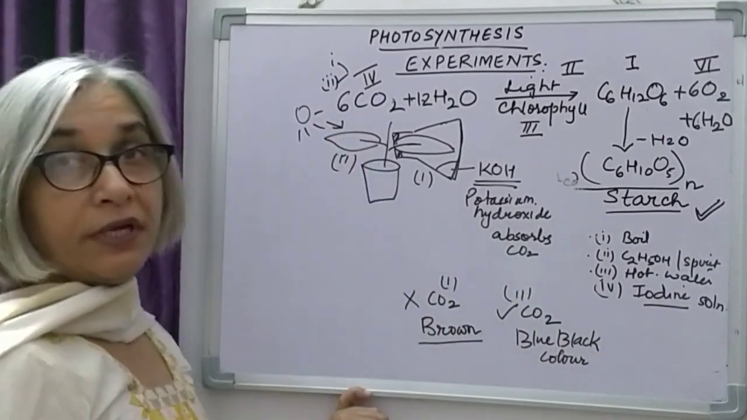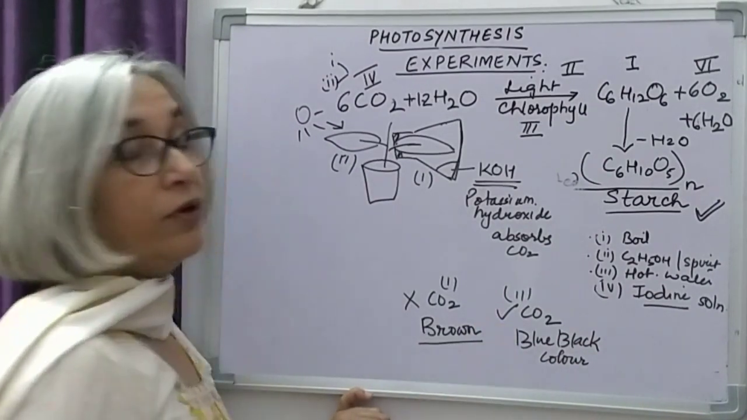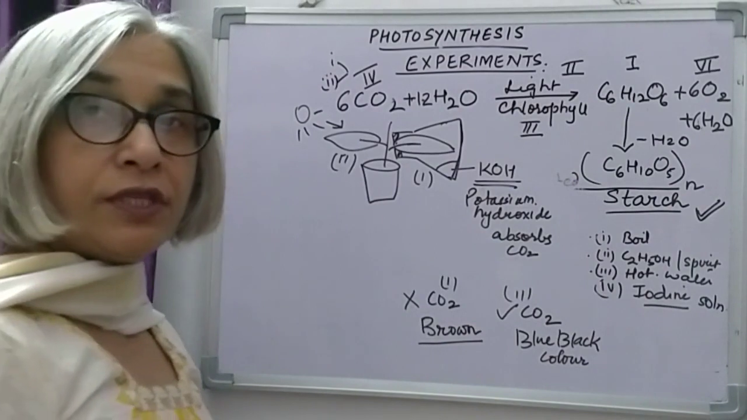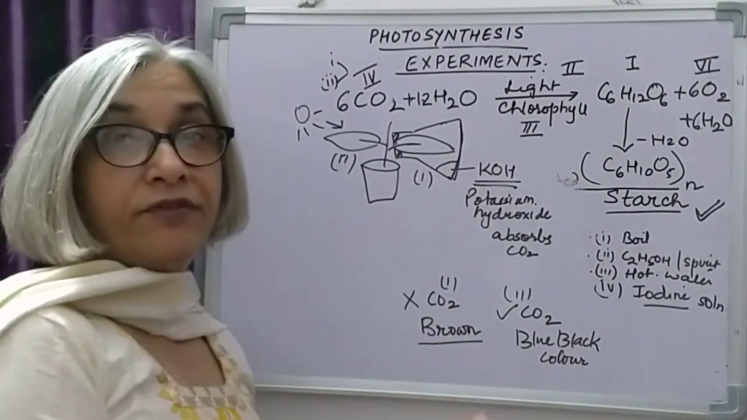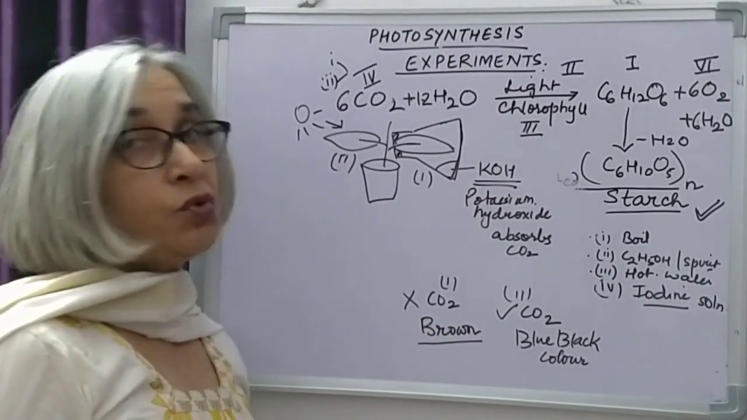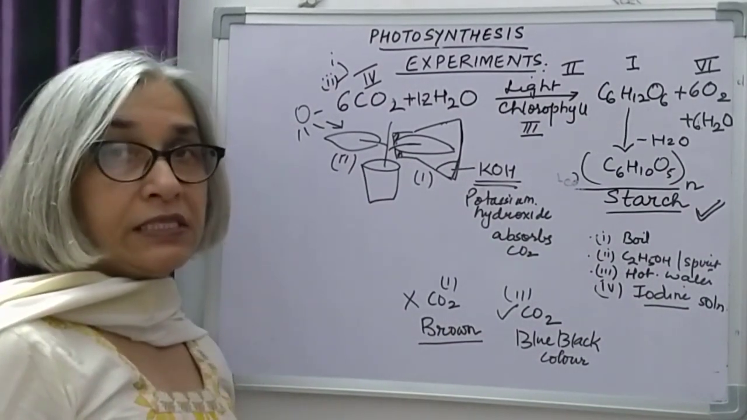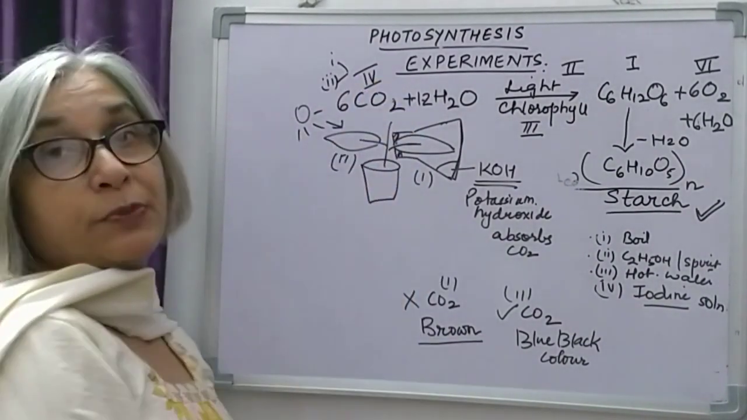it got carbon dioxide. The second leaf got carbon dioxide from the air, was able to perform photosynthesis, whereas the first leaf did not get carbon dioxide, so could not perform the process of photosynthesis. This is the fourth experiment.